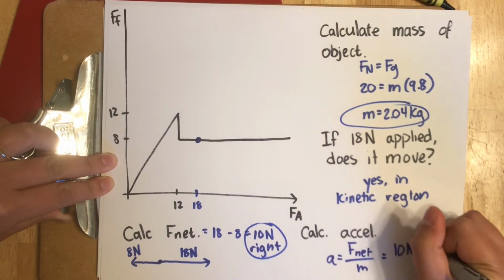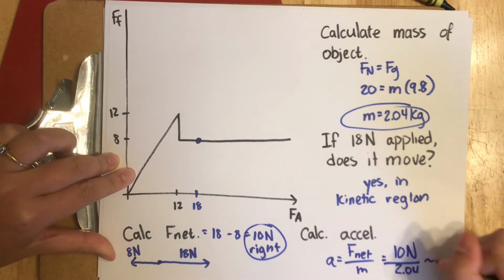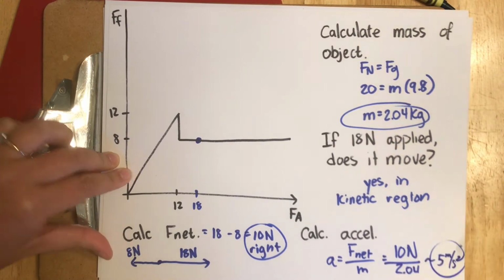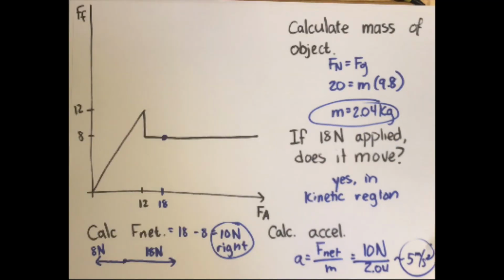Finally, calculating acceleration, 10 newtons of net force over 2.04 kilograms gives me about 5 meters per second squared of acceleration. Because there's more applied force than kinetic friction force, it's accelerating, and it's positive because it's moving to the right.